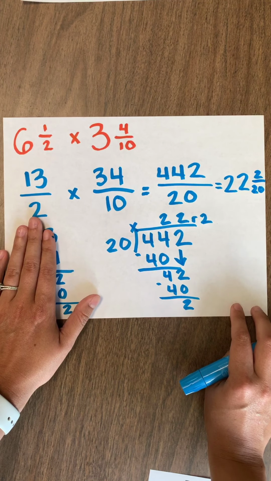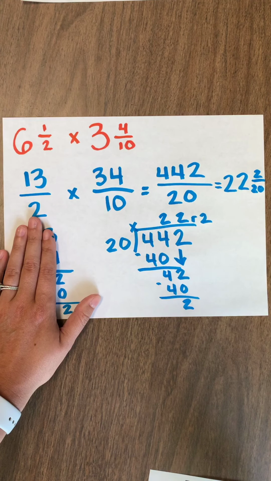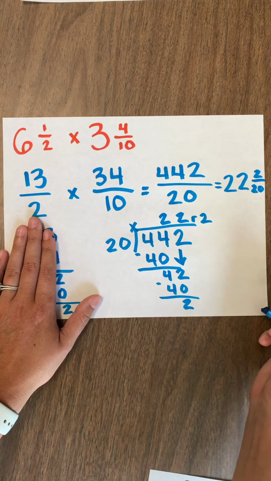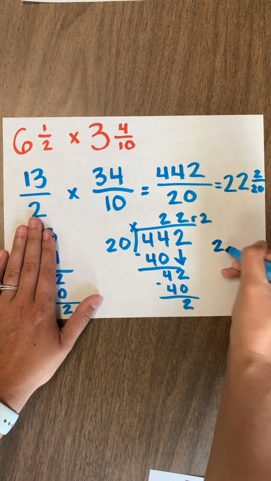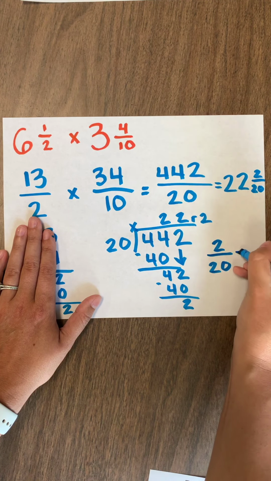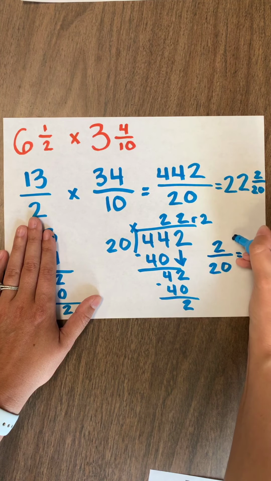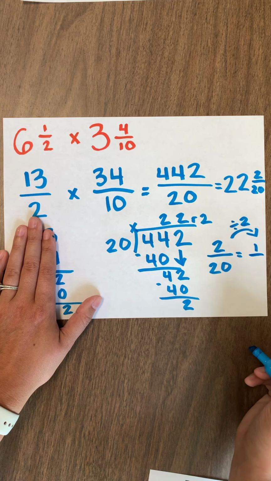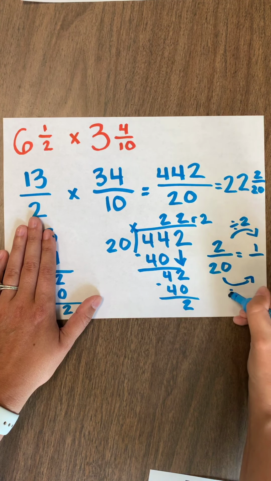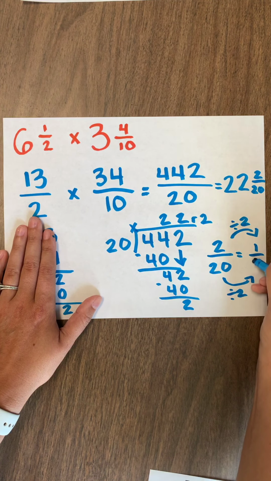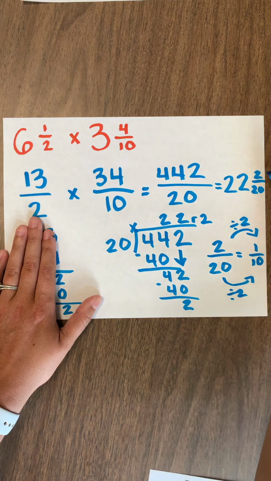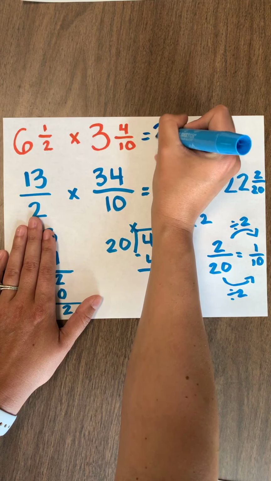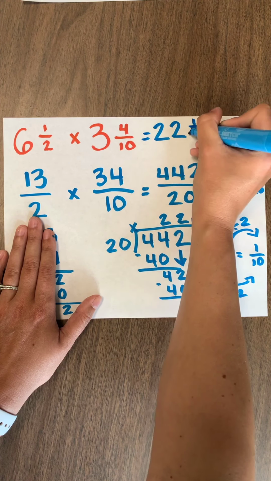Now hold on, there is one more step. We can simplify that, right? So 2 and 20 both have 2 in common as one of their factors. So I'm going to set mine up down here. Lots of work to show for this problem, to show how I can simplify it. So I could divide. 2 divided by 2 is 1. And then I'm going to do the same for the bottom, right? So 20 divided by 2 is 10. So really, 2/20 gets simplified to 1/10. So the final answer then would be 22 and 1/10.